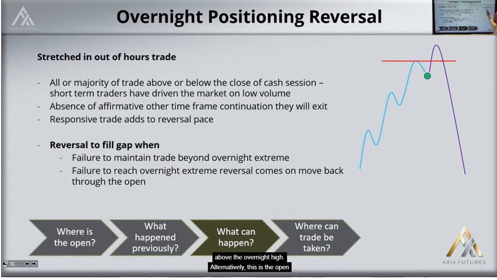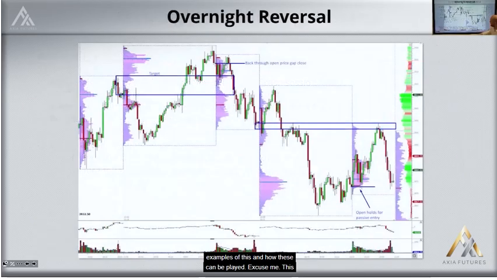Alternatively, if this is the open cash session, on the move back through the open, like that caught in the hole that fails and reverses, you can then play the move back down from there, each with your stop above the high that's established here. This back through the open is a way of taking the trade on when you don't even reach the overnight high. Not even reaching the overnight high is a pretty clear indication of a market that doesn't have the ability to sustain direction. So let's have a look at a couple of examples of this and how these can be played.